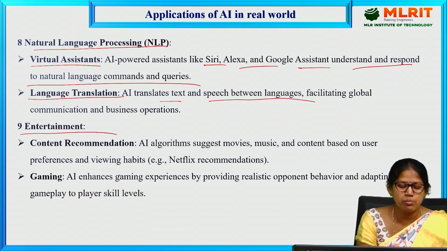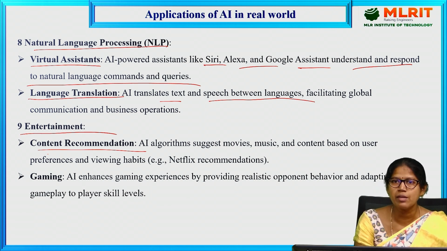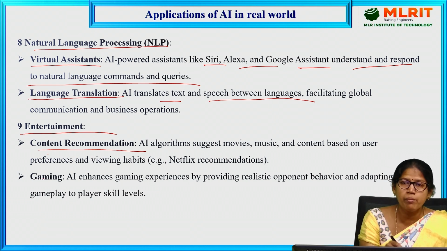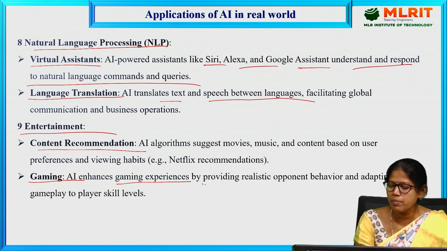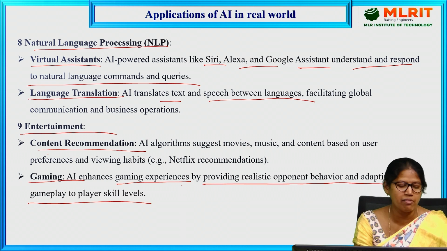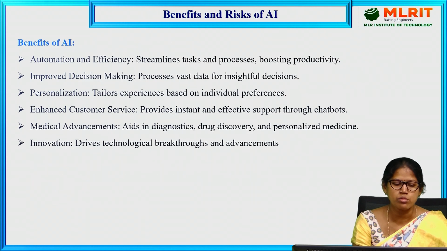Next one is entertainment. First one, content recommendation. For example, if you take Netflix or Spotify, if you listen to somewhat sad songs or any DJ type songs, then it will recommend the same related genre songs based upon the customer preference. It will observe, and it will recommend those songs. Next one is gaming. AI enhances gaming experience by providing realistic opponent behavior and adapting gameplay to player skill levels. So it will behave like an opponent and it will add challenges for the player also.